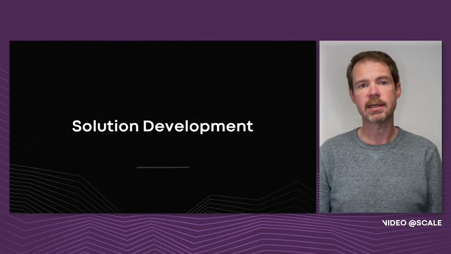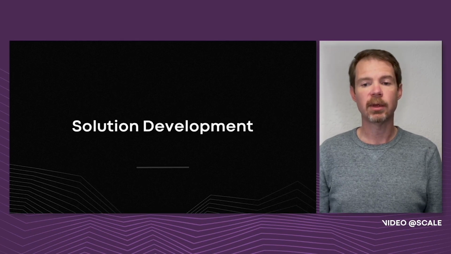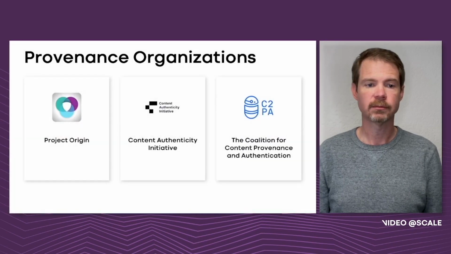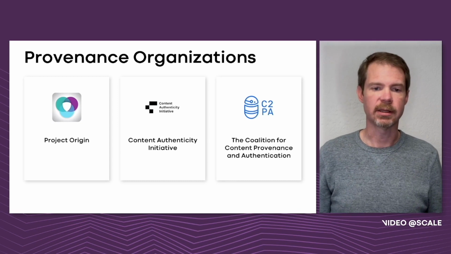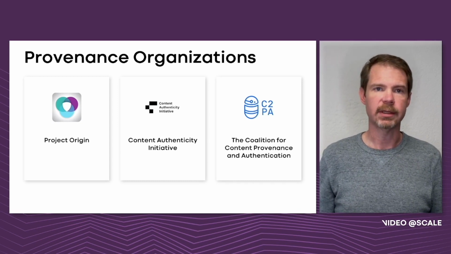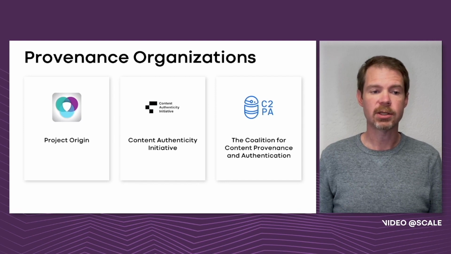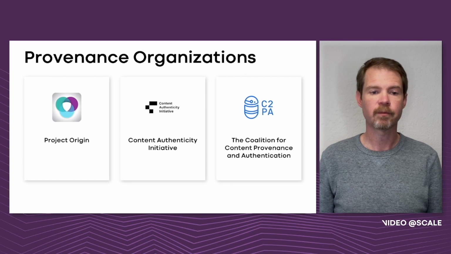Media provenance is an area of active research and development. Let's talk a little bit about where solutions for media provenance are being developed today. There are three main bodies that are leading the charge on media provenance. They are Project Origin, the Content Authenticity Initiative, and the Coalition for Content Provenance and Authenticity.